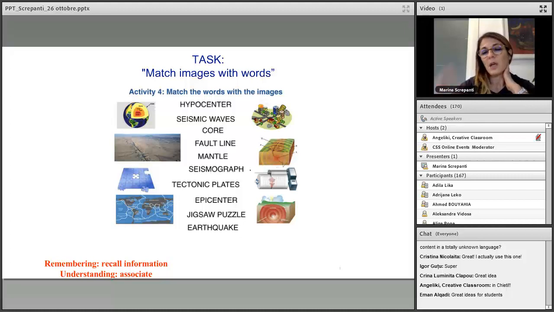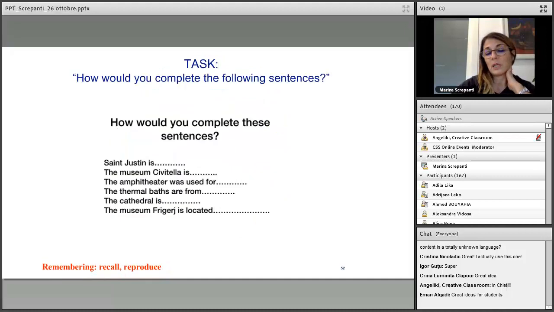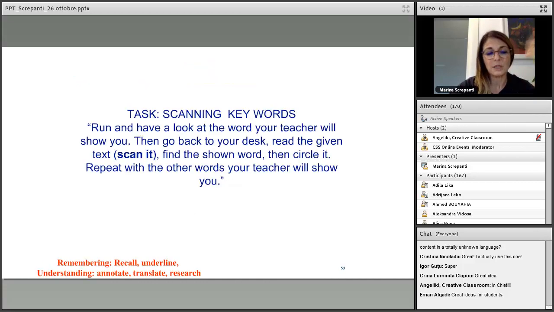This is obviously the low level. Remembering, recalling information, and understanding. Or, for example, how would you complete the following sentences with just a word? And this is the low level because they are not using a lot of thinking skills.